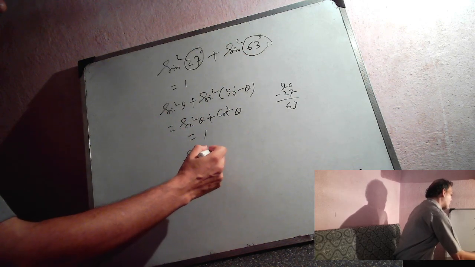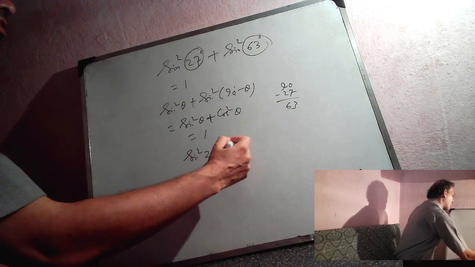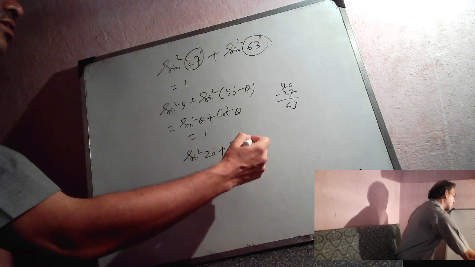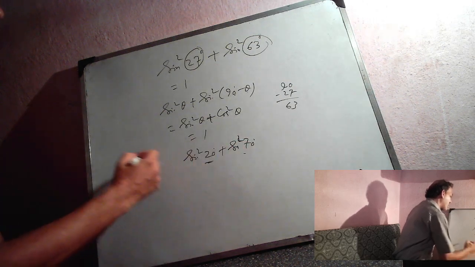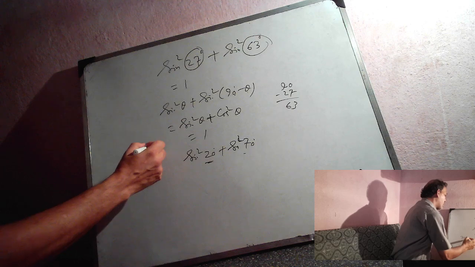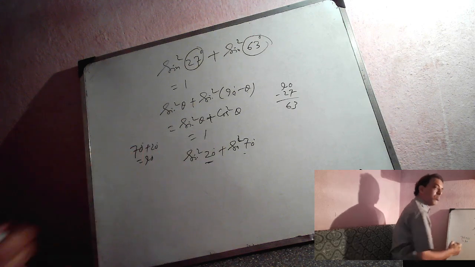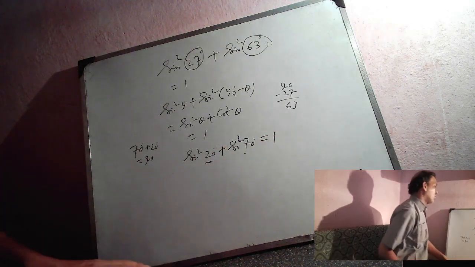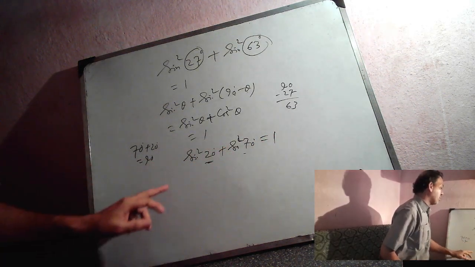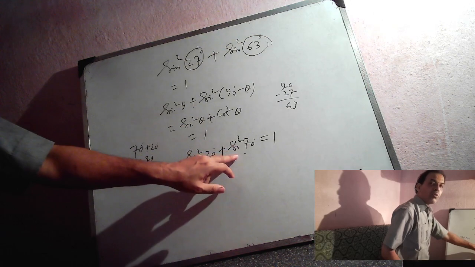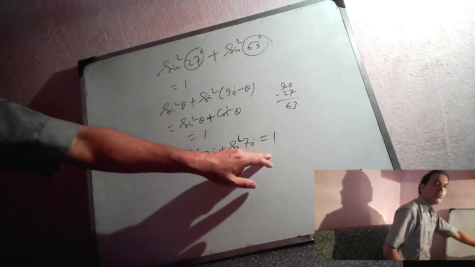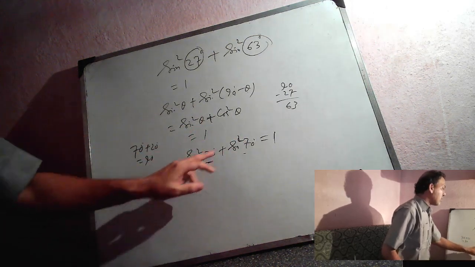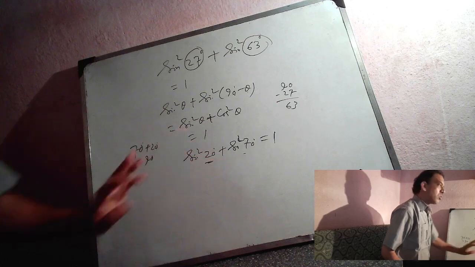Suppose sin square 20. We are asked to find sin square 20 plus sin square 70. Now 70 plus 20 equals 90 and both are sin square. So its value will be 1. Both should be sin square. If one is sin square and another is cos square, then this will not be equal to 1. Either both sin square or both cos square.